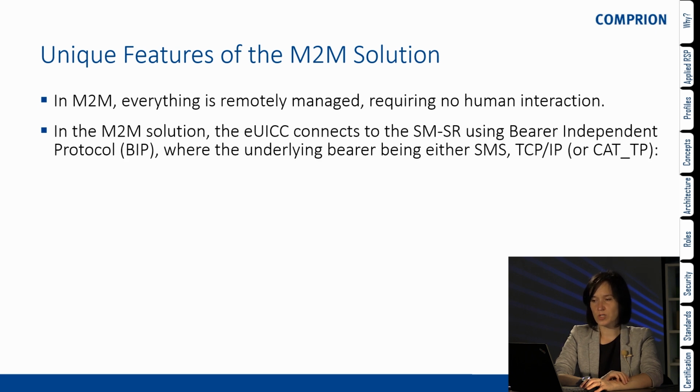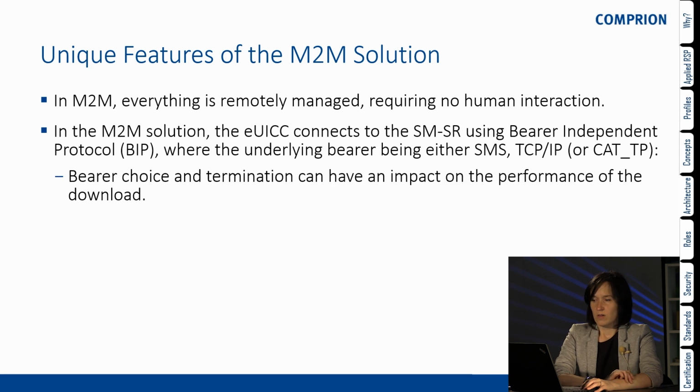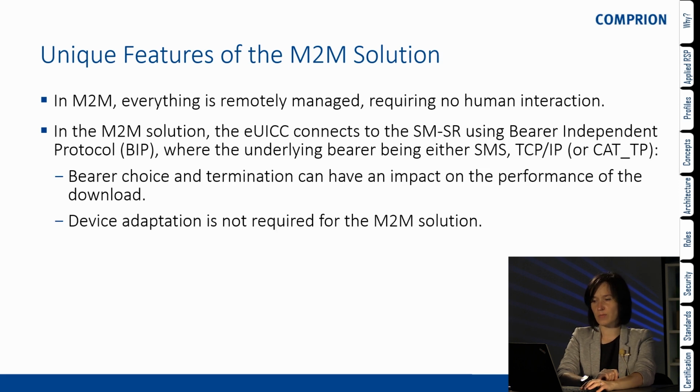In the M2M solution, the USSC connects to the SMSR using the bearer independent protocol BIP, where the underlying bearer is either SMS, TCP/IP, or CATTP. CATTP is not really used in the real world, but it's defined. Bearer choice and termination can have an impact on the performance of the download. Device adaptation is not required for the M2M solution.